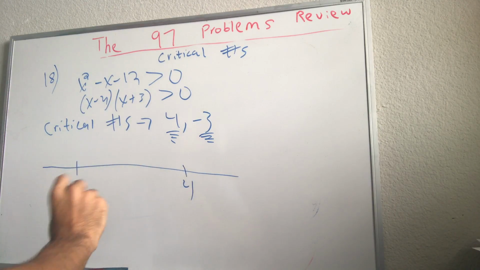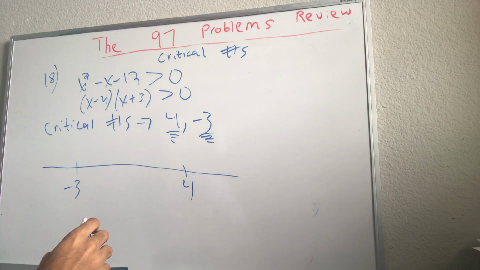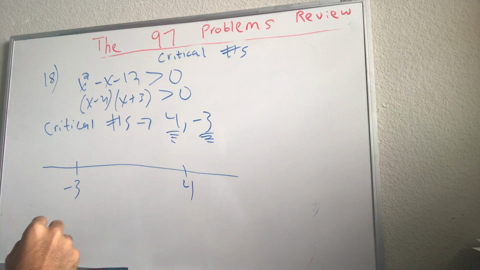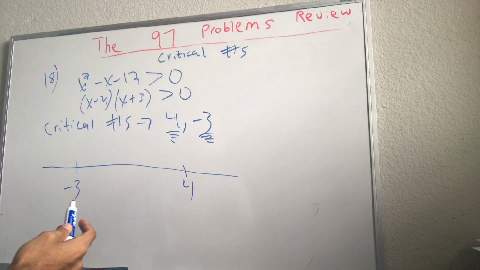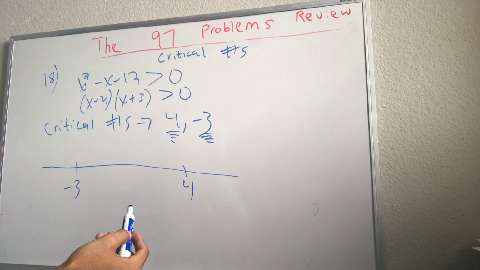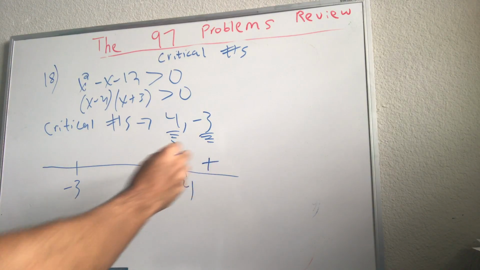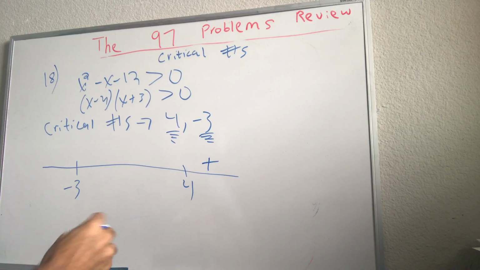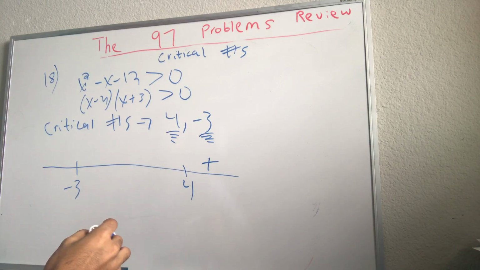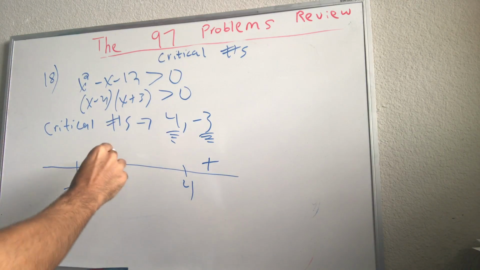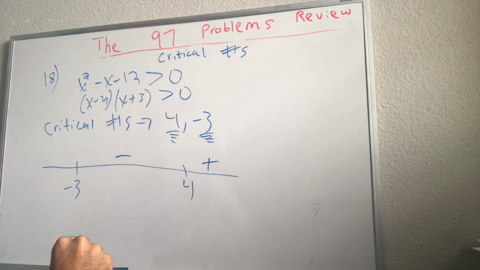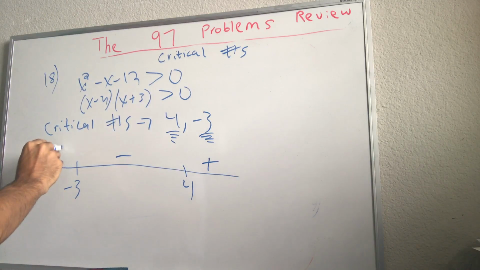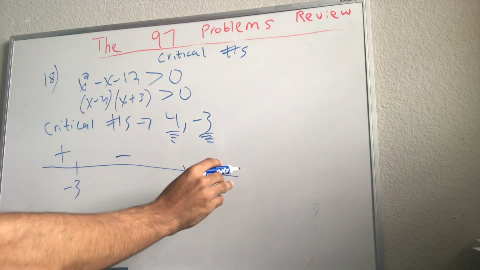So if we plug in 5, because that's greater than 4, we see that 5 minus 4 is 1, 1 times 8 is 8, and it doesn't matter what value it is. All it's telling us is that it's positive. So we know it's positive here. Taking 0, for instance, will give us negative 4 times 3. Well, that's negative. And then take negative 4. That's negative 8 times negative 1, and that's positive. So we see this is positive, negative, positive.